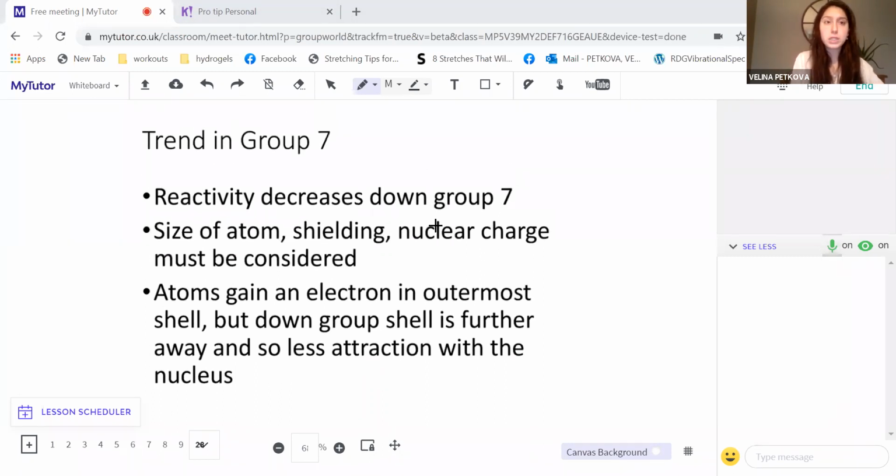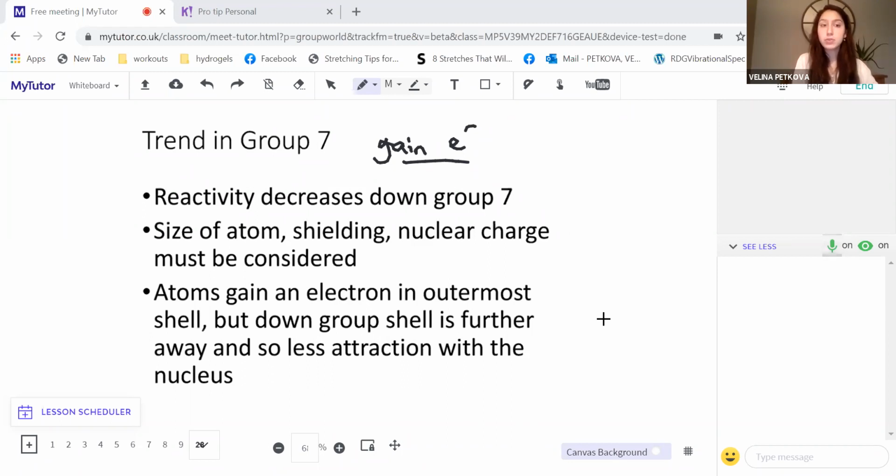So group 7, of course, is opposite to group 1. It no longer wants to lose an electron, now it wants to gain an electron. So why would the reactivity decrease down the group? The size of the atom, the shielding and nuclear charge must be considered as we did for group 1. So atoms gain an electron in the outermost shell. But as we saw for group 1, we lost an electron much easier down the group because the electron was further away, there was less nuclear attraction due to shielding, and so it lost an electron much easier.